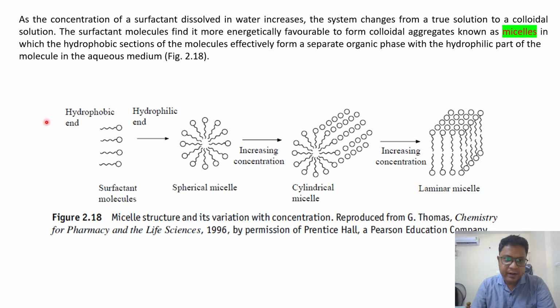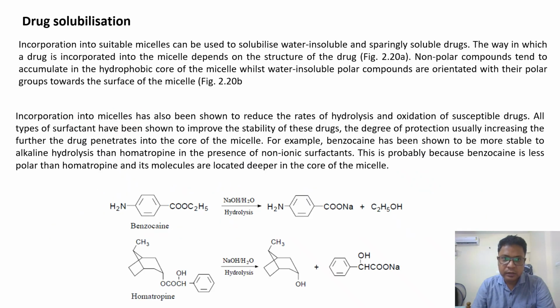You can see the hydrophobic end, this one, and this is the hydrophilic end. You can see how it forms spherical micelles. If we increase the concentration, it will form cylindrical micelles. And finally, if we still increase the concentration, it will form lamellar micelles. These are the different shapes of micelles we can form depending on the concentration. This is not that important.